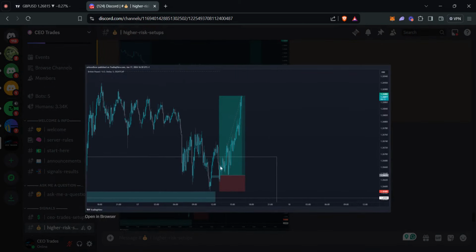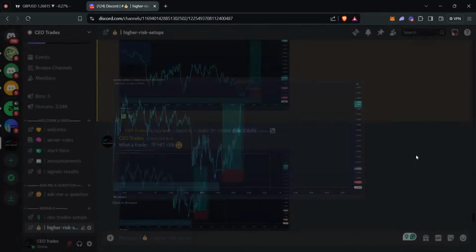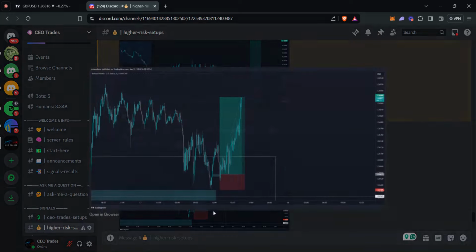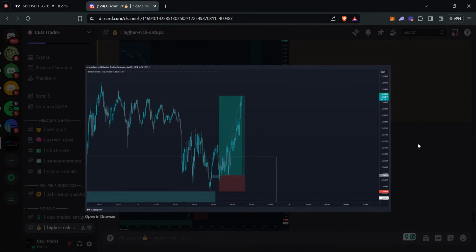And as you can see, nice and swiftly, we flew straight to TP for an insane 5% gain on the account. Now, this was taken by mixing two different strategies together. So we had the Judas swing and also supply and demand areas. So this was a trade taken after a tap into a demand zone.